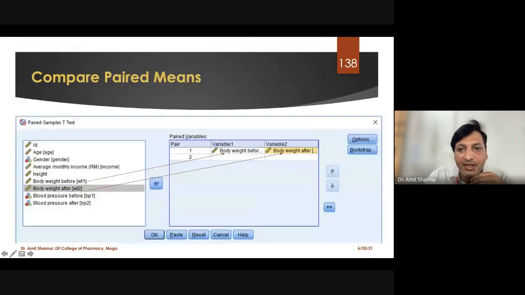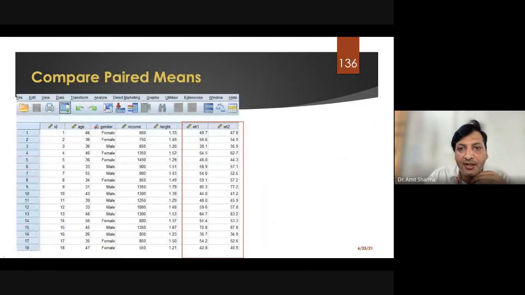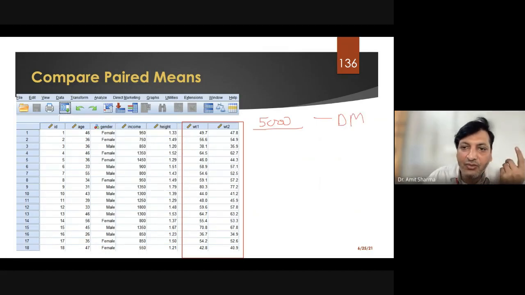For example, I will let you know in simple language. Assume that 5,000 students are there in my college, and I want to conduct a study on diabetes mellitus. I want to find out how many students are suffering from diabetes. I cannot go to all the students one by one and ask for the fasting blood sugar of individual students. So what I'll do, I have to calculate the SS.